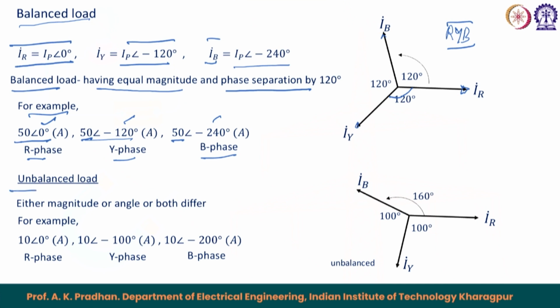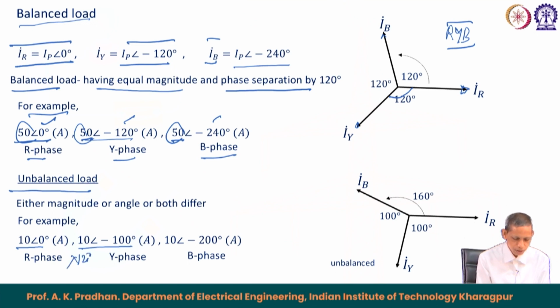On the contrary, for unbalanced load, when either the magnitude or the phase angle does not satisfy the above statement for balanced load, then you call it unbalanced load. Like 10 at 0 degree, 10 at minus 100, this means that 120 degree is not happening, then 10 at minus 200, again 120 degree is not happening. So, even though the magnitudes are same, the 120 degree separation is not maintained. The phasor diagram becomes like this, so we call them unbalanced load.